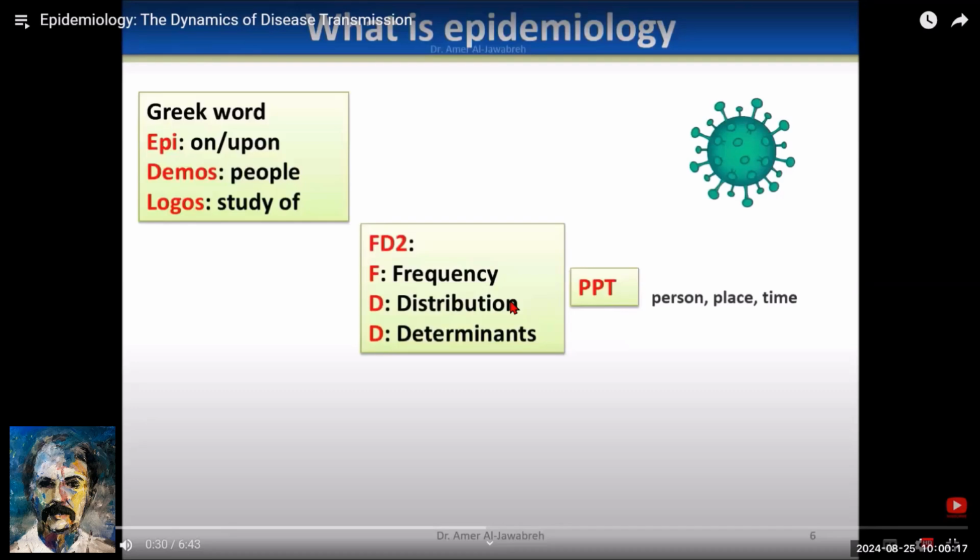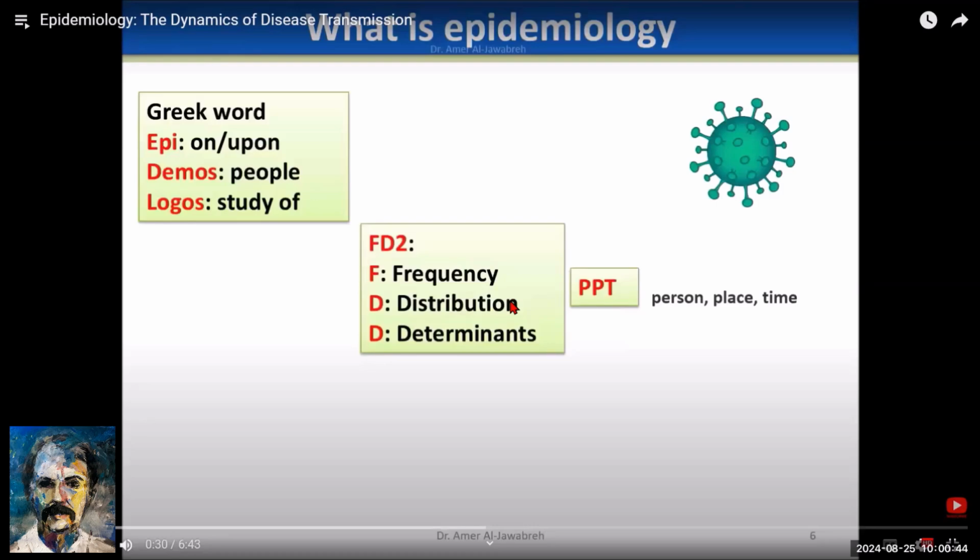F is frequency. How much of this disease do we have in our society? Incidence rate, prevalence rate. Prevalence is not a rate. Incidence is a rate. So we have 1,000 cases of COVID-19. That's how much we have. Or we have 10 cases of AIDS, for instance. We have 20 cases of breast cancer. That's the frequency, how much we have in a community.